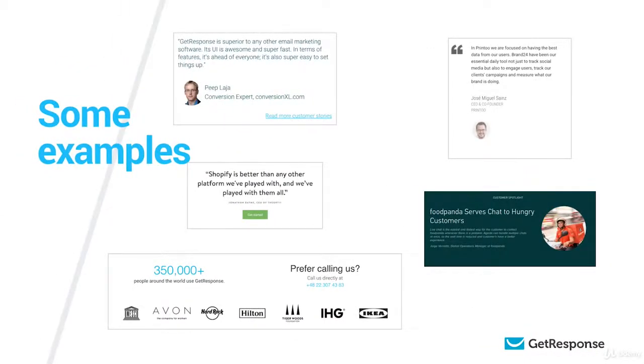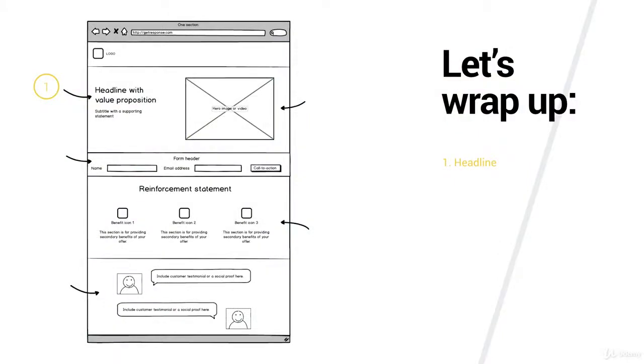And here are some examples of social proof and testimonials being used on landing pages. Besides quotes from customers, you can also include logos of past customers, privacy seals, or short success stories. There you have it, the essential elements of landing pages. Starting with the headline, the first moment of truth.